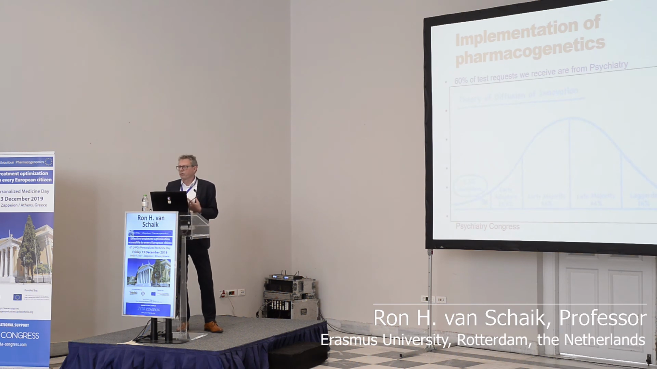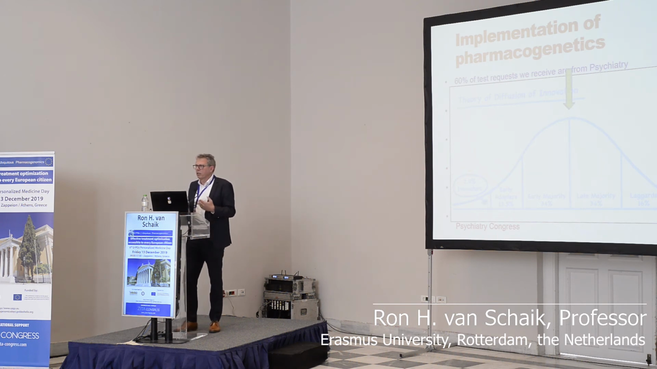So if I would have to draw a graph for where we are with implementation of pharmacogenetics in the clinic, it's shown here. Usually I have 2.5% innovators, 13% early adopters, then you have the early majority, the late majority, and the laggards, who will never do it. I think psychiatry is somewhere in the middle. We see quite an uptake in pharmacogenetics in psychiatry.